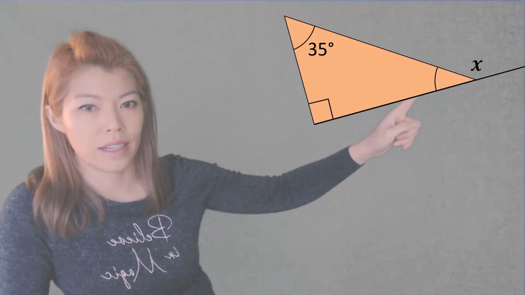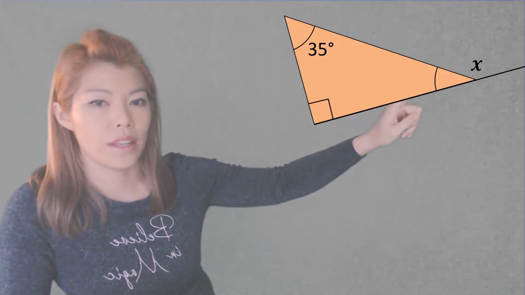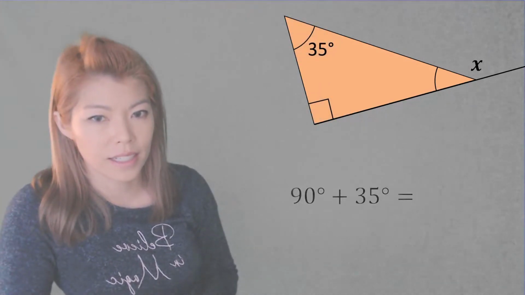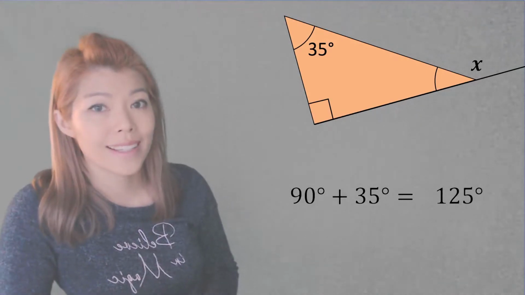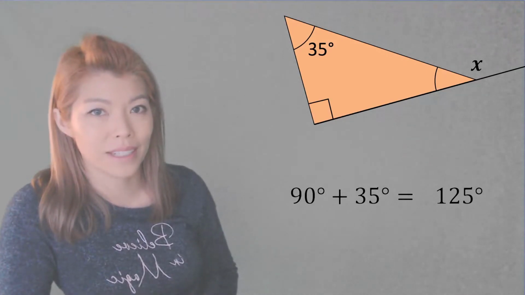Let's do an example. Here we have X, which is an exterior angle, and we have an angle inside, a 90 degrees and 35 degrees. So we know that the exterior angle adds up to be these two together. So 35 plus 90, which is 125 degrees. So X is equal to 125 degrees.